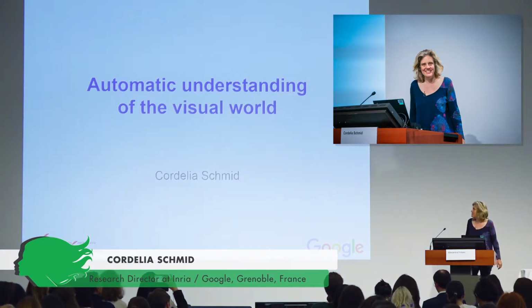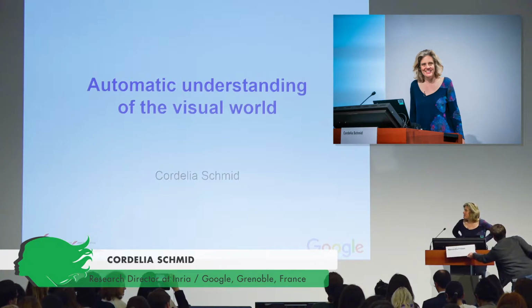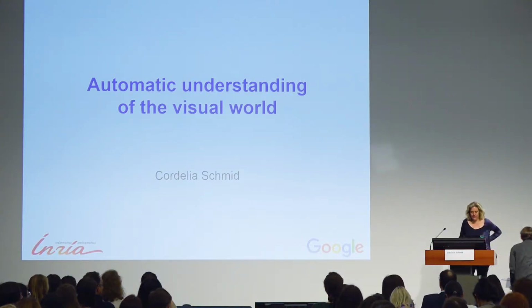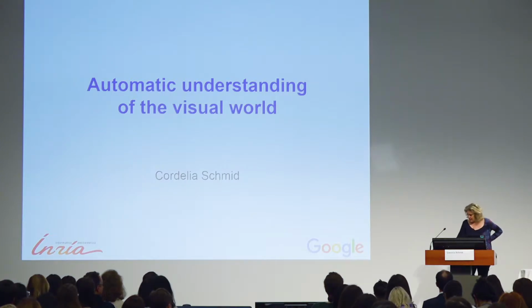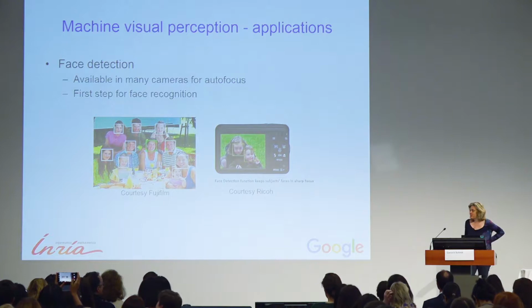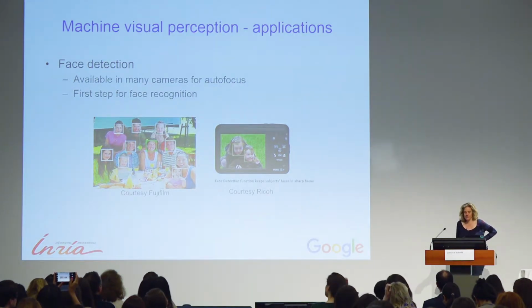So I'll talk about automatic understanding of the visual world today. I'm working mainly in computer vision, but recently I've also moved a bit to robotics. Okay, so computer vision today has made a lot of progress over the past 10 years.